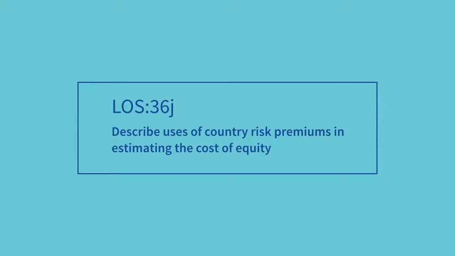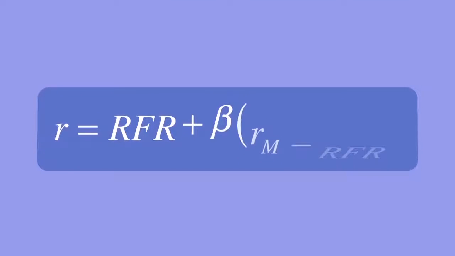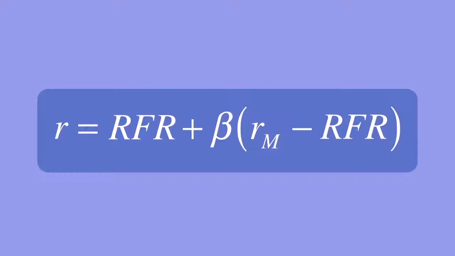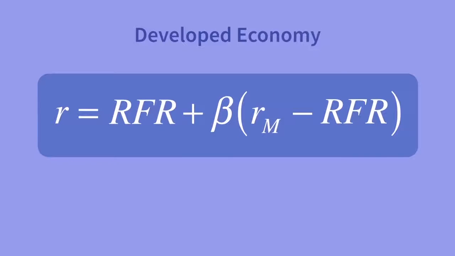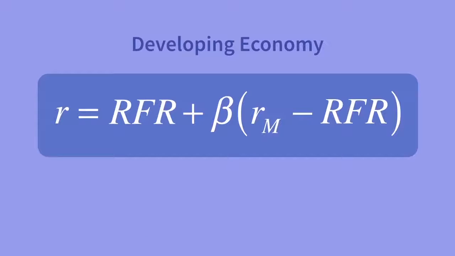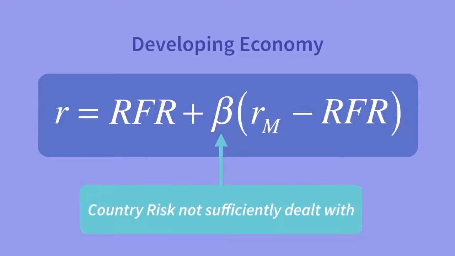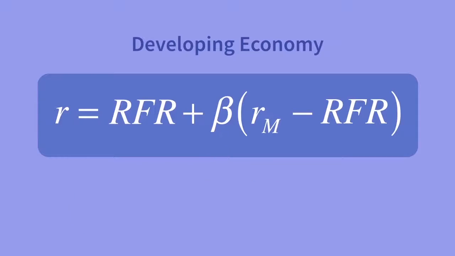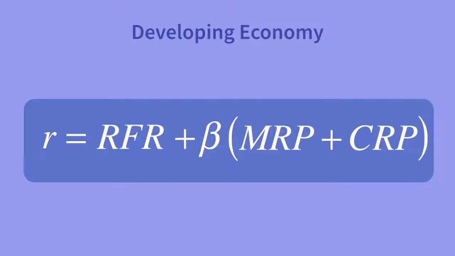Describe uses of country risk premiums in estimating the cost of equity. So let me give you a little bit of background here. Up to now you have seen this formula here where we are taking the risk-free rate, a beta and a market risk premium to estimate required return. This LOS is based on the fact that when we are focused on a developed economy, the risk of the country where the project is located is pretty well priced into the company beta. When we look at developing nations though, this relationship is not as accurate. We fall short in terms of pricing in the sovereign risk of the country involved. And to that end, we need to factor in a country risk premium.